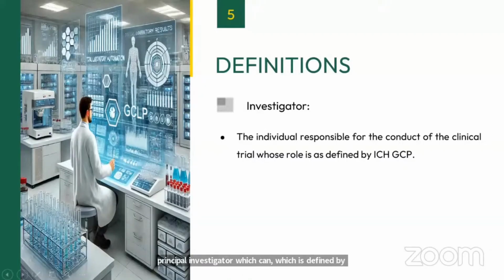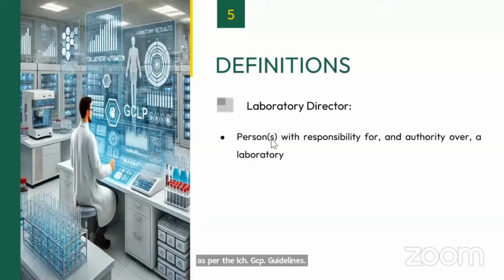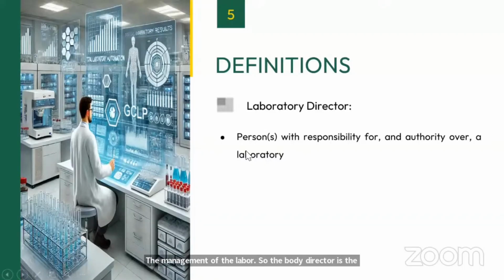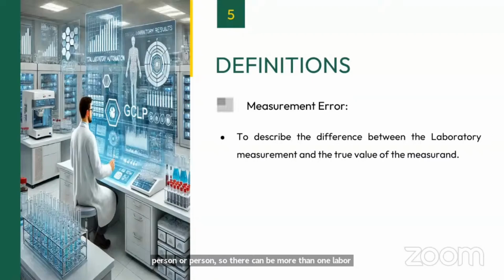Now, the next definition is a laboratory director. A laboratory director is a person or persons with responsibility and authority over a laboratory. This is the person who has the complete responsibility and authority over a laboratory with respect to all operations, supportive services, and management of the laboratory. So there can be more than one laboratory director who are responsible for the operations of the laboratory.